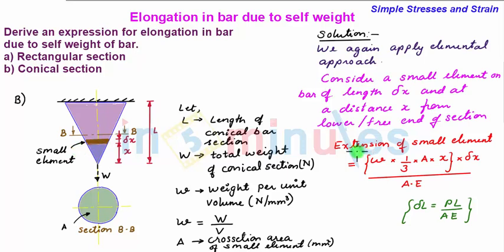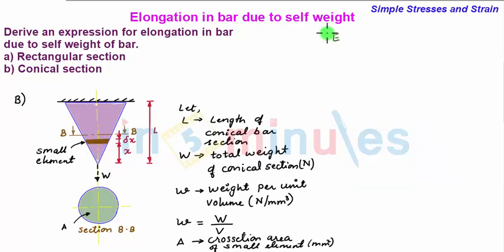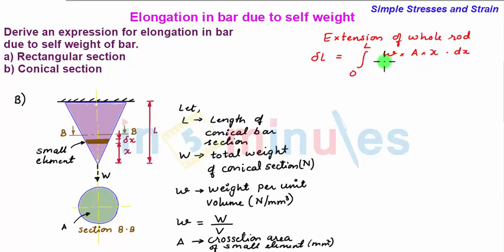So now the total extension of the rod due to the whole weight capital W will be equal to the integral of this term from the limit ranging from 0 to total length L. So we have the extension of the whole rod, delta L, equal to the integral from 0 to L of w into A into x dx upon 3AE.